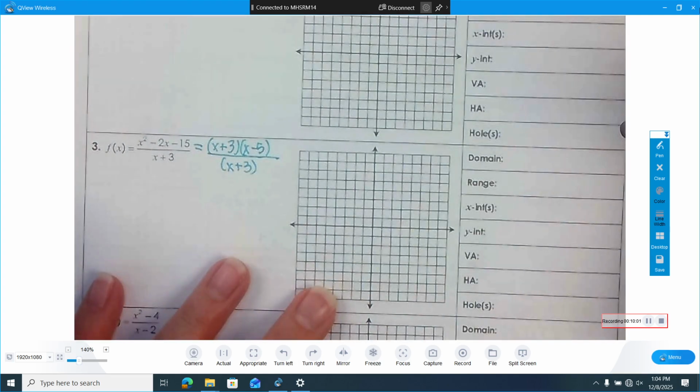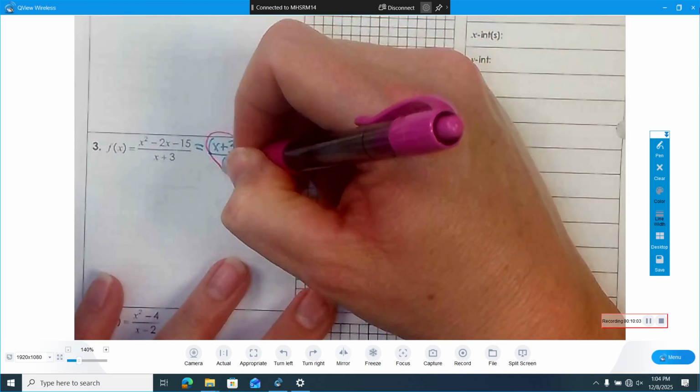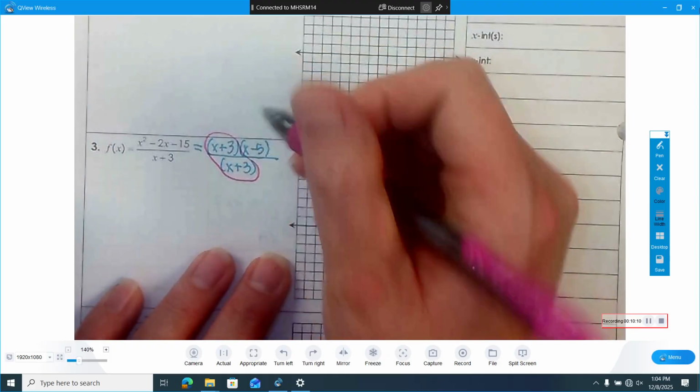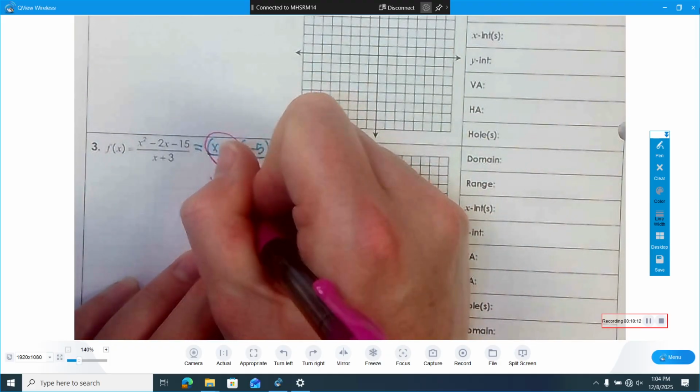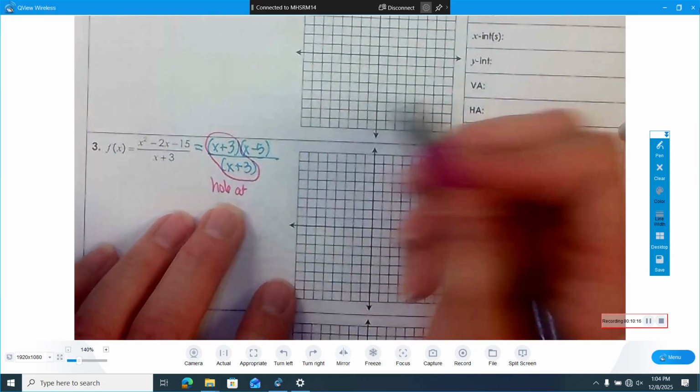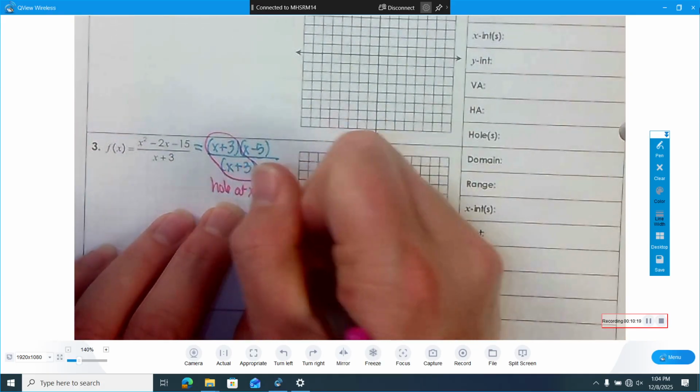And first, right off the bat, I notice common factors on top and bottom. You'll notice how I circled them. I circled them because that tells me that that's a hole. A hole at x equals -3.